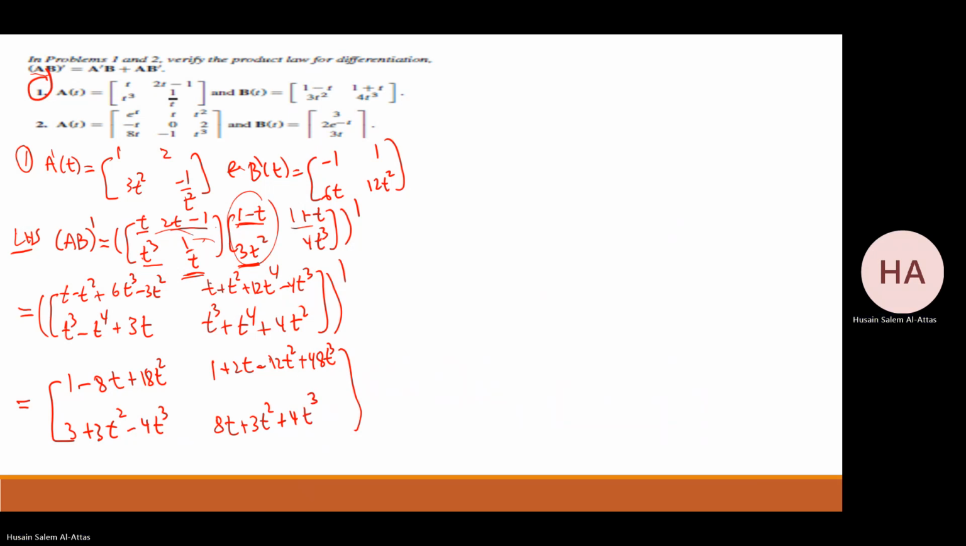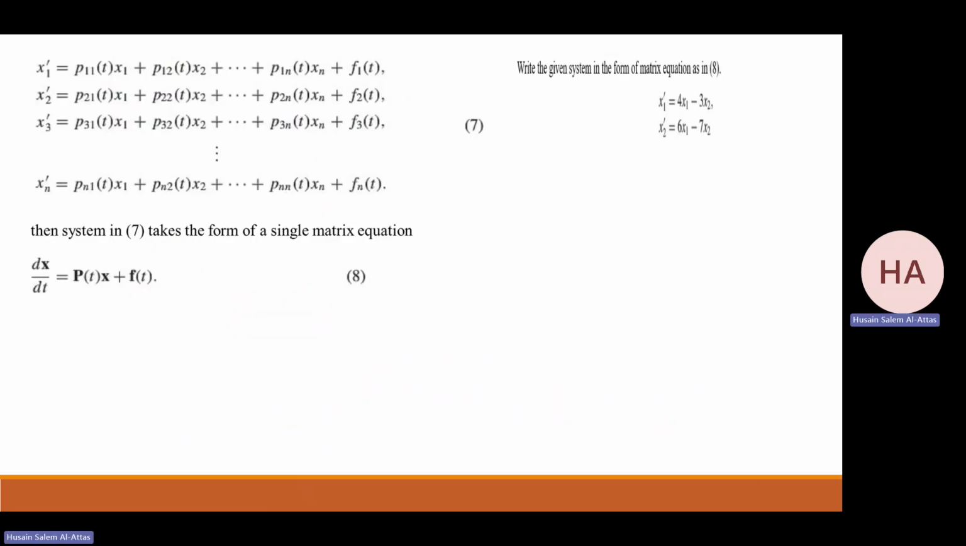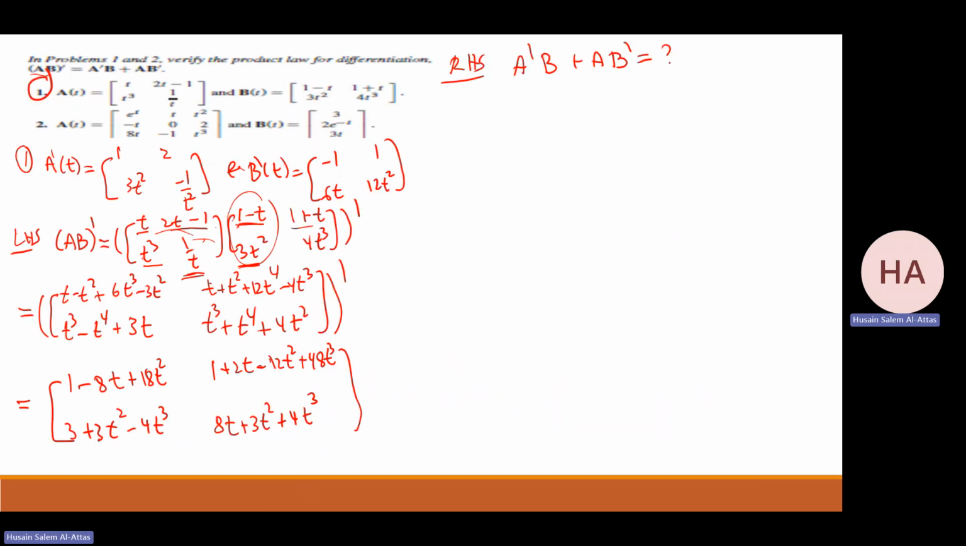This is the left-hand side. Now we'll come to the right-hand side. That is A prime B plus A B prime equals what? So let me do A prime B. That will be A prime, 1, 2, 3t squared, minus 1 over t squared, times B.